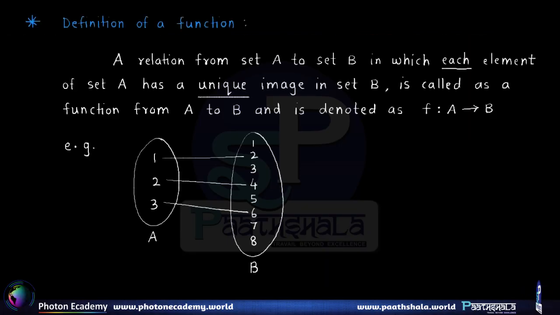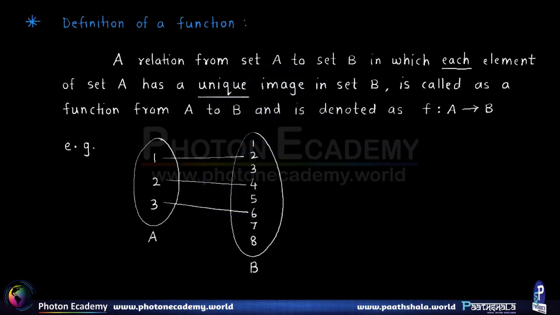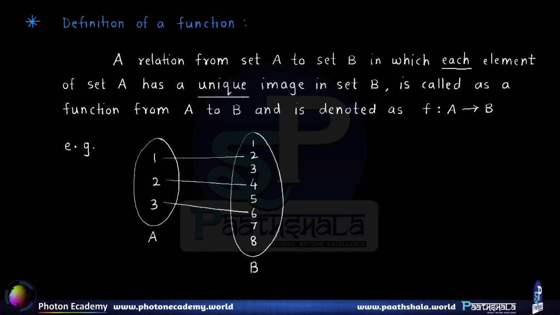Now let us see the definition of a function. A relation from set A to set B in which each element of set A has a unique image in set B is called a function from A to B and is denoted as f colon from A to B. So here we see a very important concept in mathematics, that is the concept of a function.